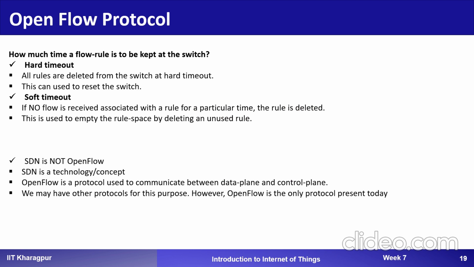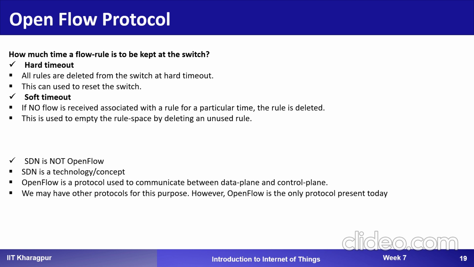Now in case of your OpenFlow protocol, two types of timeouts are used. First one is your hard timeout and second one is your soft timeout. Hard timeout means all the rules which are present in the flow table are deleted after a particular interval of time in order to reset the switch. And soft timeout is if no flow is received associated with a particular rule, then after a particular amount of time, you are going to delete that particular rule from the flow table. So this is soft timeout.